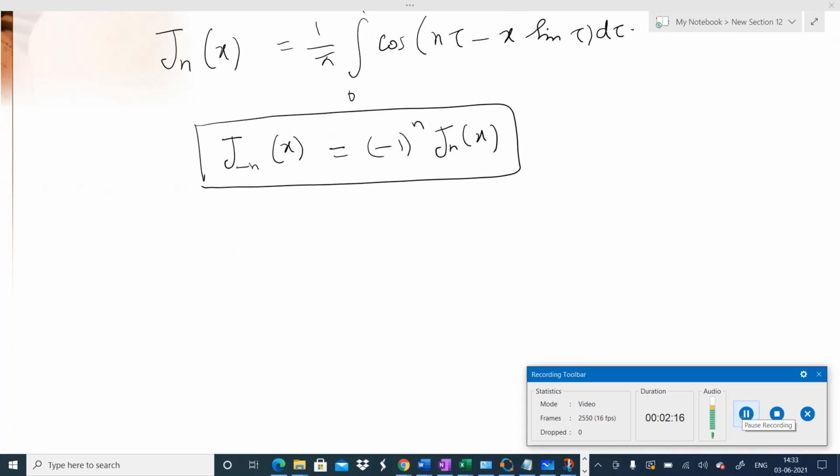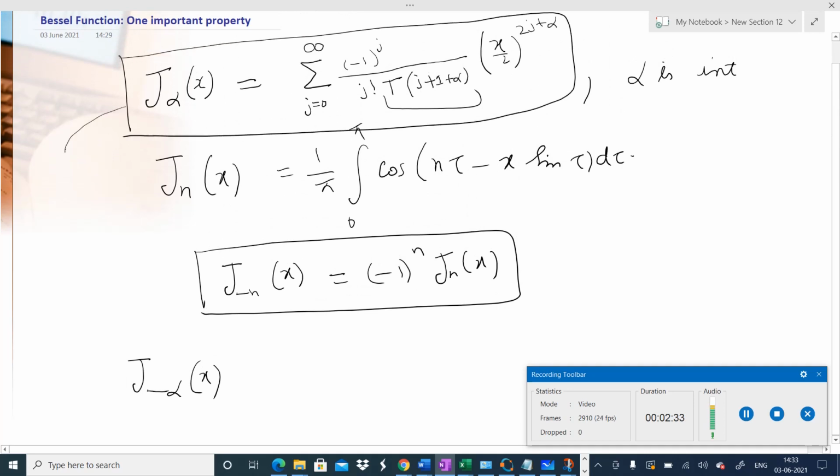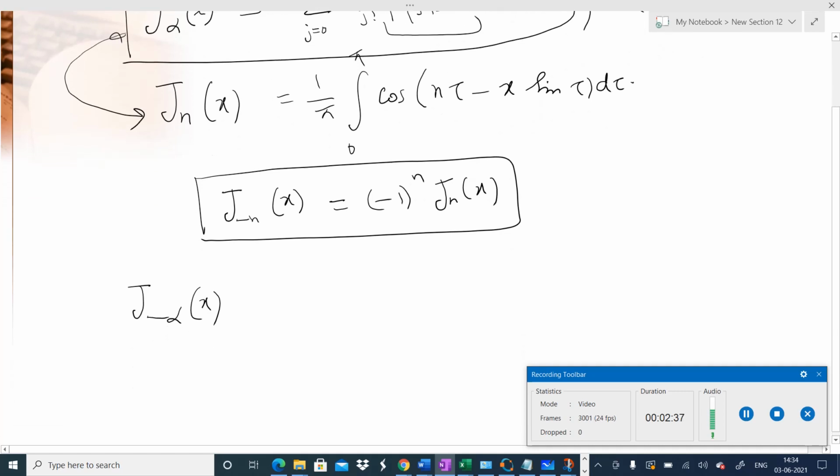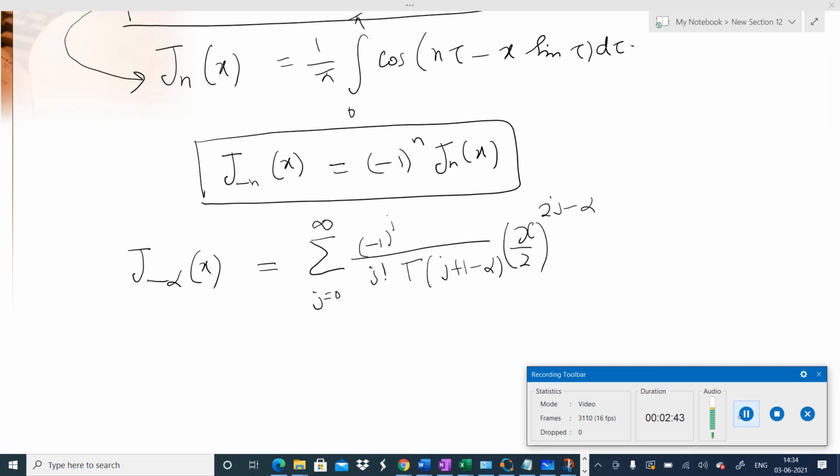To prove this, we use the series definition of Bessel function. So I will first define J minus alpha of x. I will be using this particular definition of Bessel function. These two are equivalent for alpha an integer. I can just replace alpha with minus alpha, and I will get this equation. Simple. I have just replaced alpha with minus alpha.